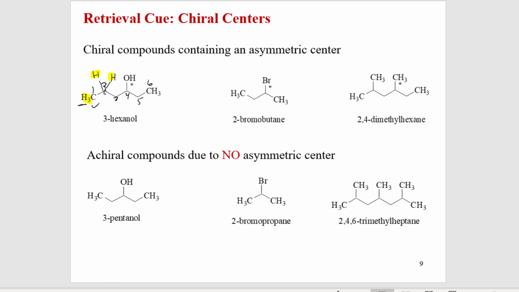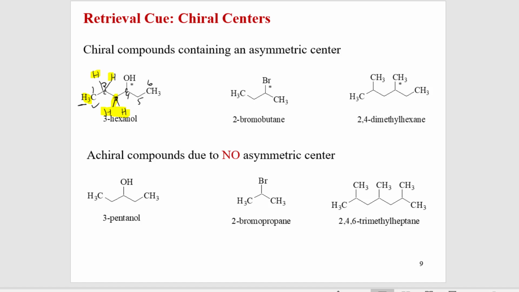Same goes for carbon 3. Carbon 3 has 2 hydrogens off of it. And so those are the same. So again, it's sp3 hybridized, but it doesn't have 4 distinct different groups off of it.